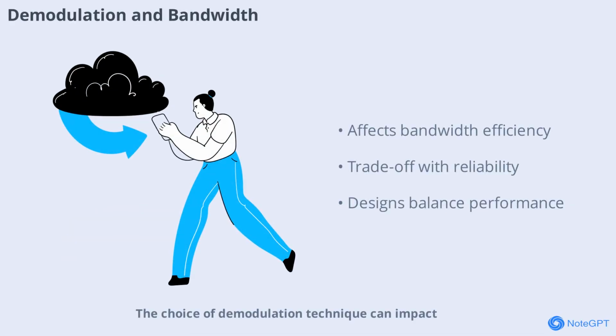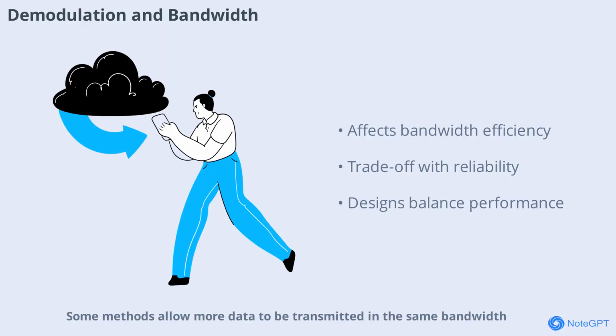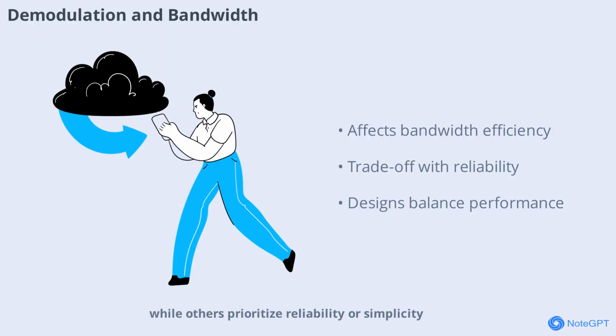Choice of demodulation technique can impact the bandwidth efficiency of a communication system. Some methods allow more data to be transmitted in the same bandwidth, while others prioritize reliability or simplicity. Balancing these factors is a critical part of communication system design, ensuring that users get the best possible performance.